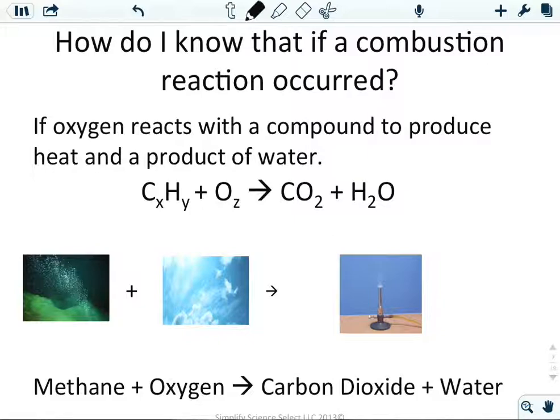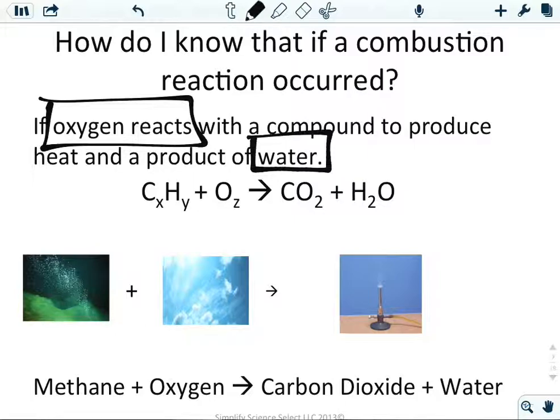Our last type of reaction is: how do I know that a combustion reaction has occurred? If oxygen reacts with a compound to produce heat and a product of at least water. So oxygen is reacting with any type of compound, and it will produce water. In most cases, we see that it's the combustion of a hydrocarbon. Here's our example: methane. Methane is a hydrocarbon, hydrogen bonded to a carbon. Then the oxygen is reacting with the methane, and it produces, in this case, water.